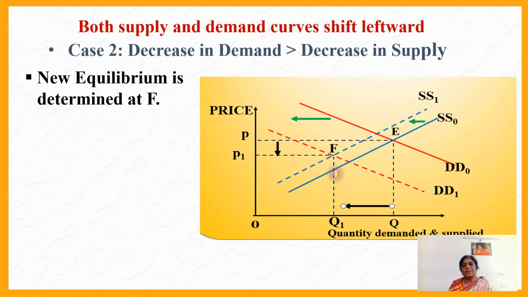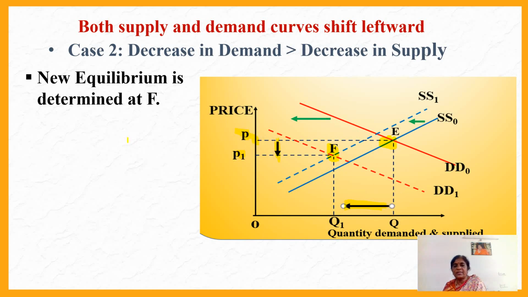You can see here the price. What happens to price here? The original price is P. After the shift, we get this new equilibrium F. At F you can see SS1 intersects DD1. This is the new equilibrium. What happens here? The price decreases, price falls from OP to OP1. What happens to quantity? Quantity also falls from OQ, the initial equilibrium quantity, to OQ1, the new equilibrium quantity. So quantity also falls, and the price also falls.